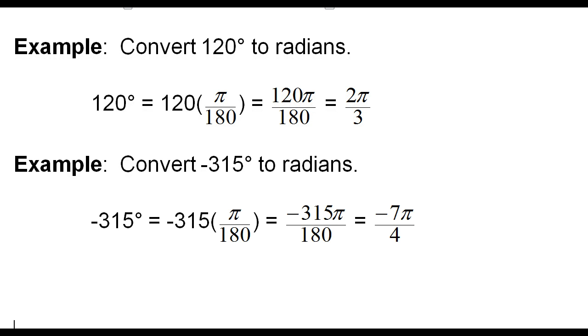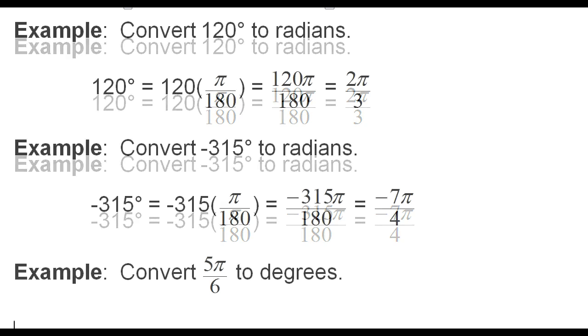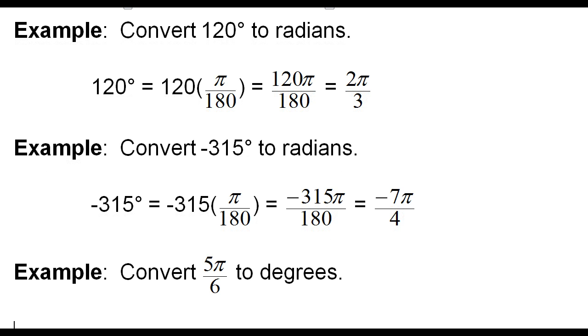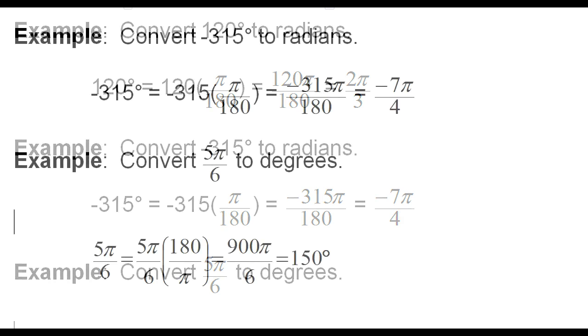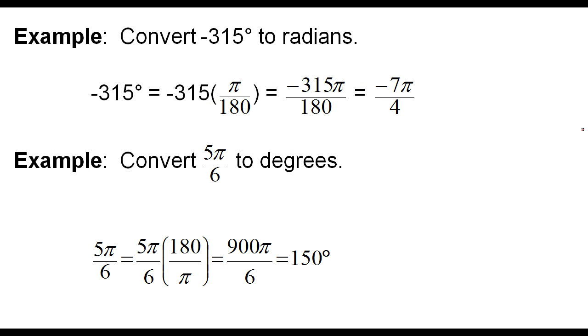Multiply by pi over 180, simplify the fraction, and you get negative 7 pi over 4. Okay, let's do one more. Pause the video and convert 5 pi over 6 to degrees. And your answer is 150 degrees.